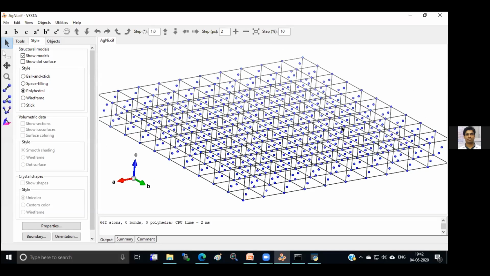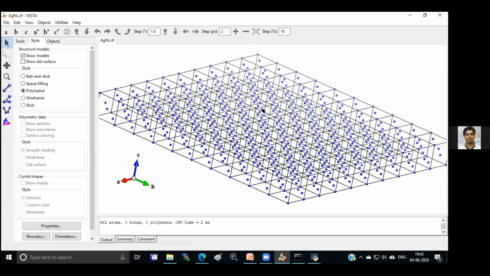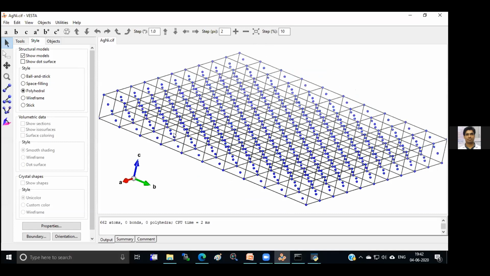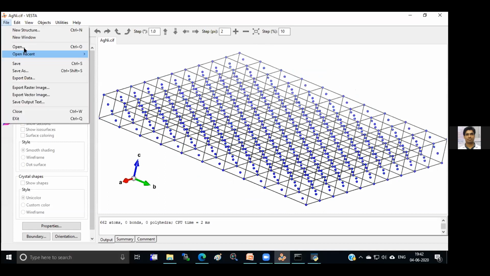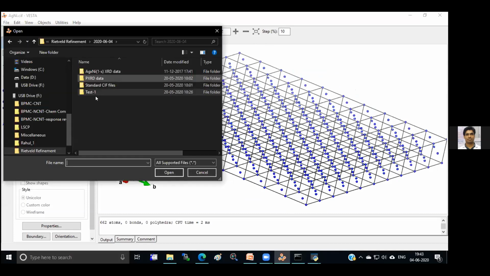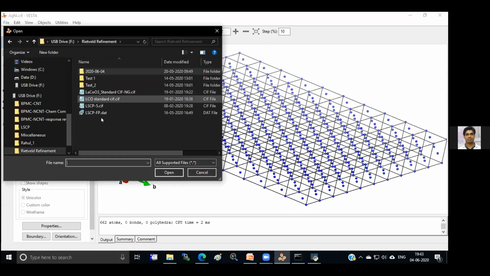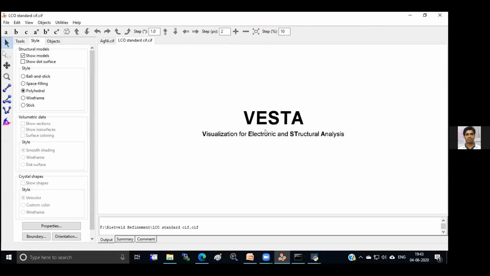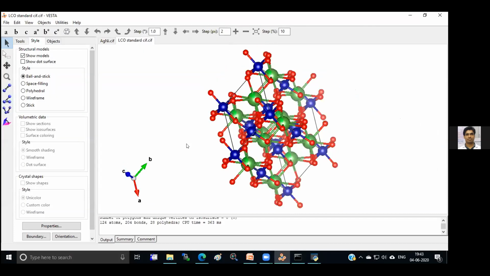So for making the polyhedron, let me incorporate some other crystal structure, because this silver-nickel one has a simple face-centered cubic structure, so drawing polyhedra is difficult. So I'm incorporating what I did last time, that is LC, the lanthanum cobalt oxide system. Okay, so here it is the lanthanum cobalt oxide system.